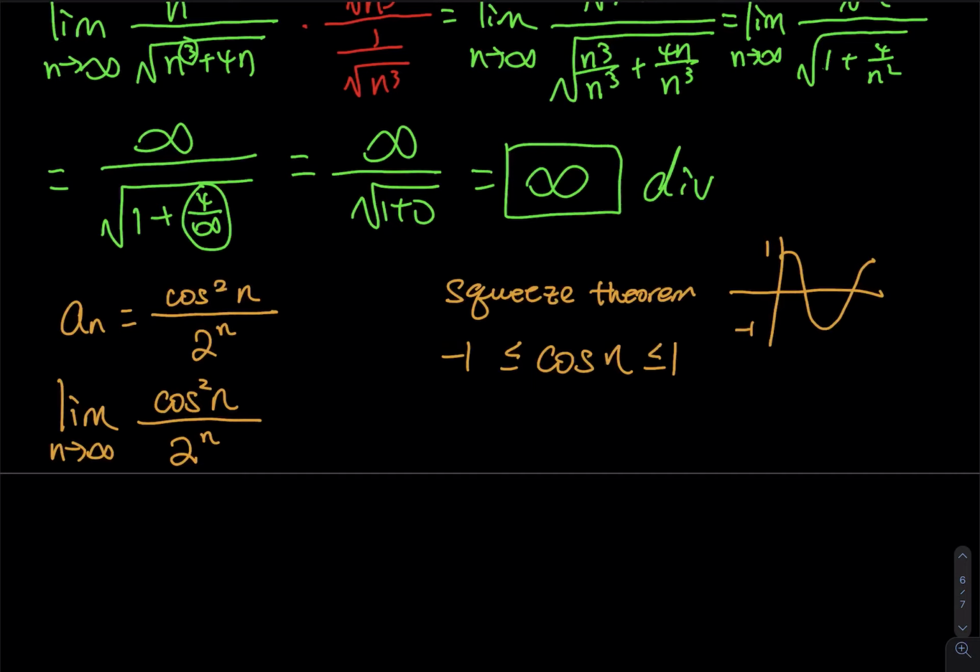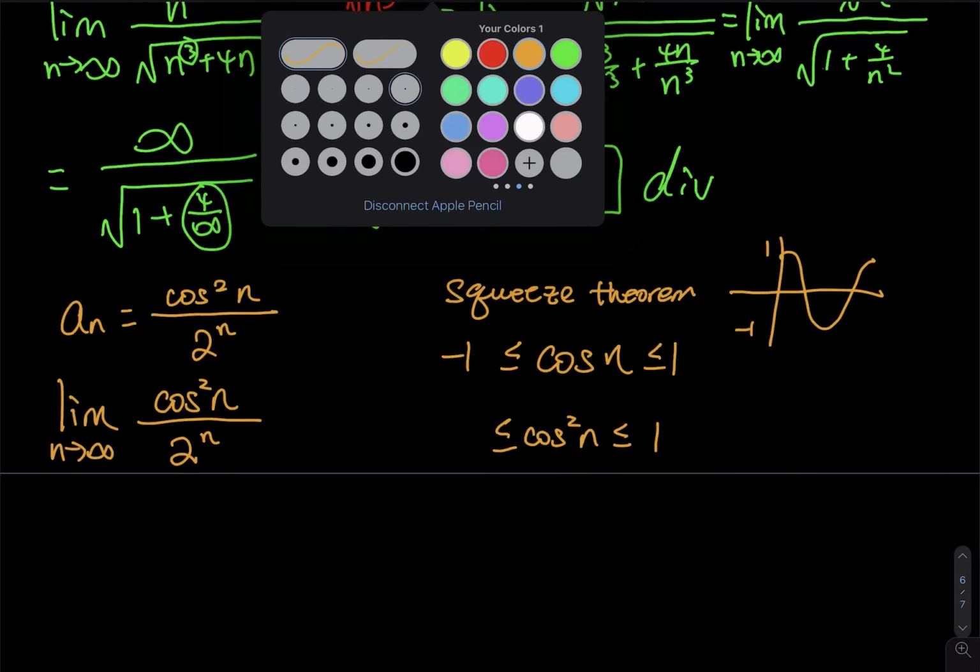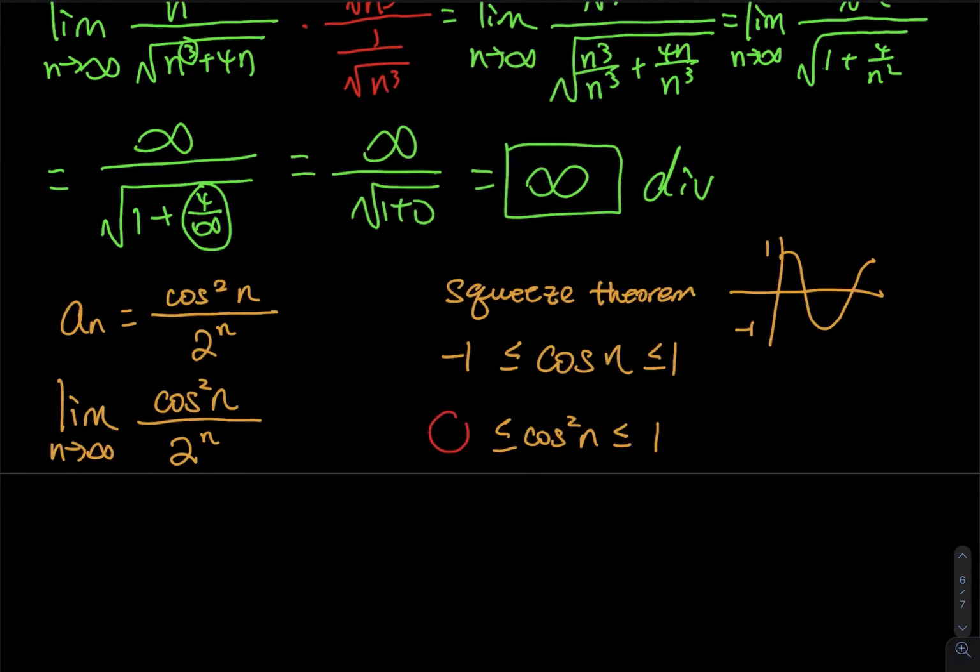So this will be cosine square n. The square of 1 is equal to 1. But the square of -1, this one you have to be careful. This is a 0. Why is that a 0? Because as far as I know, the square of -1 is not equal to 0.